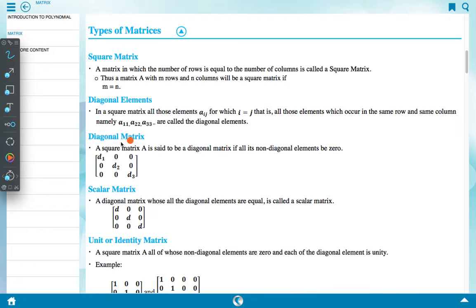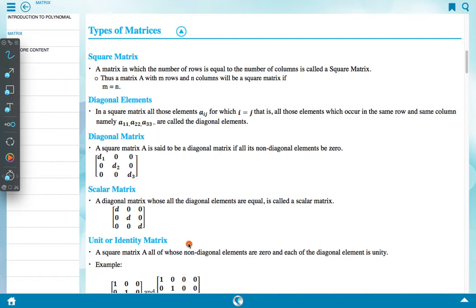Diagonal matrix. A square matrix A is said to be a diagonal matrix if all its non-diagonal elements are 0. Here D1, D2, D3 is the diagonal, and all other elements are 0. Now here, a scalar matrix. A diagonal matrix whose diagonal elements are all equal is called a scalar matrix. D, D, D. It means here the diagonal is equal and all others are 0.